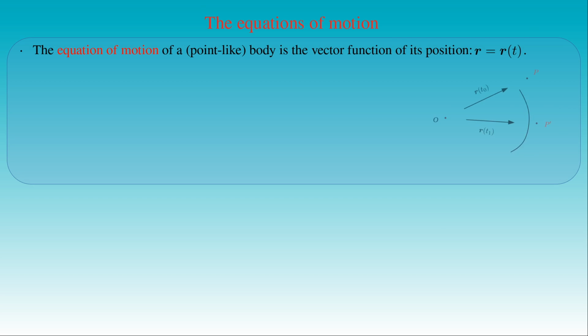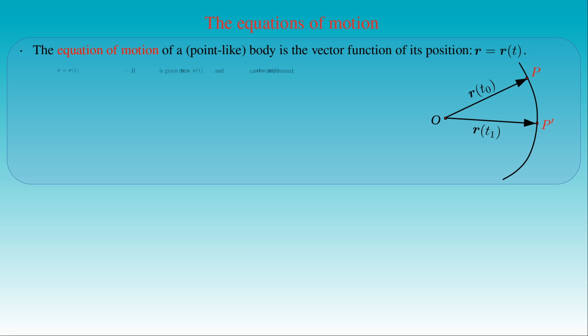Here we can see a curve along which a point-like body or particle moves. At the time t0 we can find the body in the point P and at the time t1 it will be in the point P'. Our r0 and our r1 are the two position vectors pointing from the reference point O to the positions P and P' of the particle.